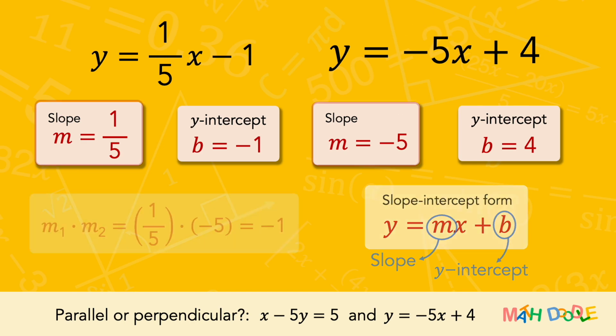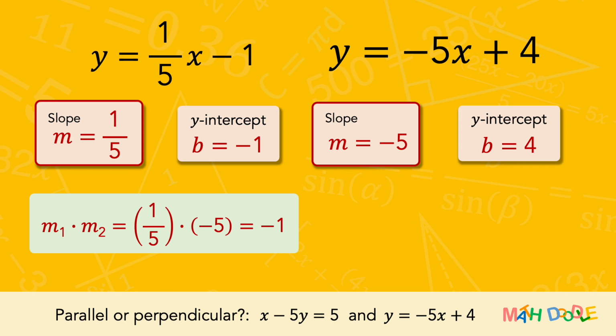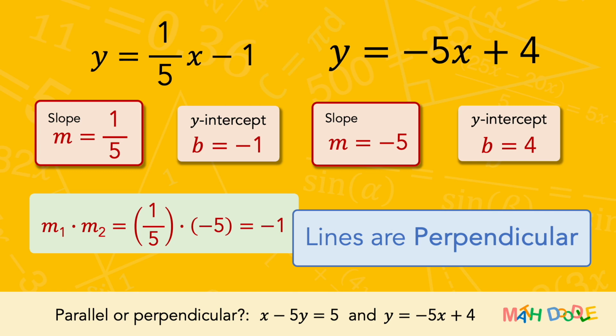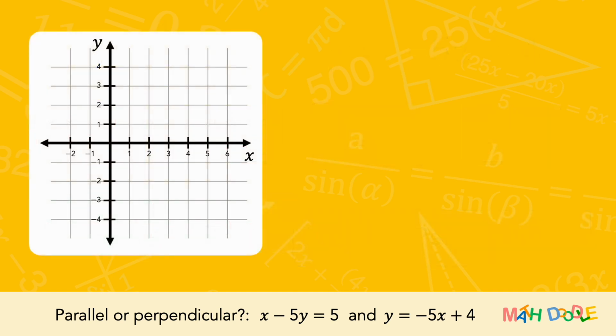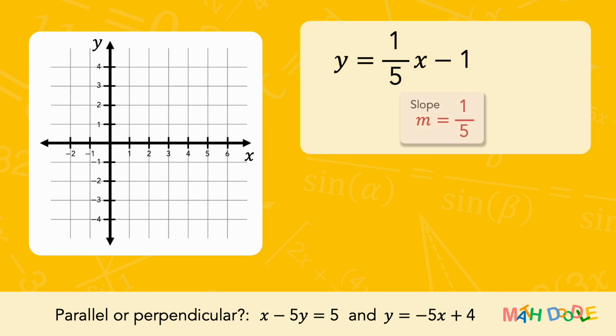As you can see, if we multiply the two slopes, their product will be -1. And this tells us that their lines are perpendicular. We can confirm this by graphing the equations. The first line has a slope of 1/5, and a y-intercept of -1. So, let's draw a line with a slope of 1/5, starting at the point 0, -1.